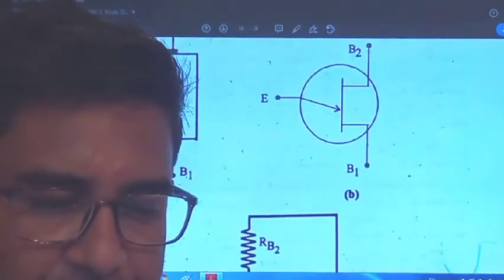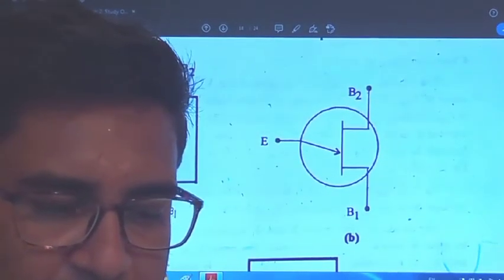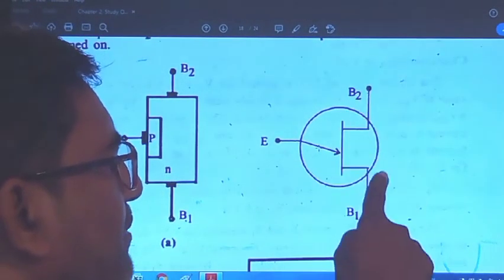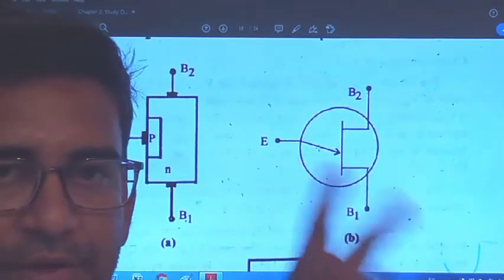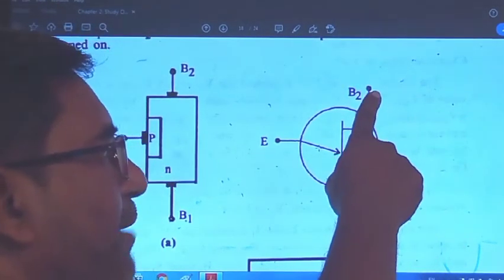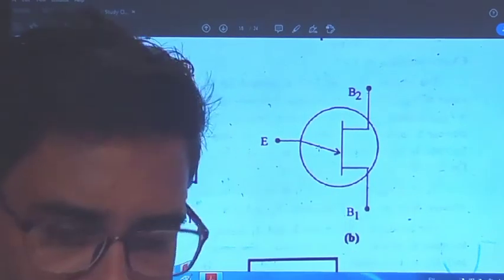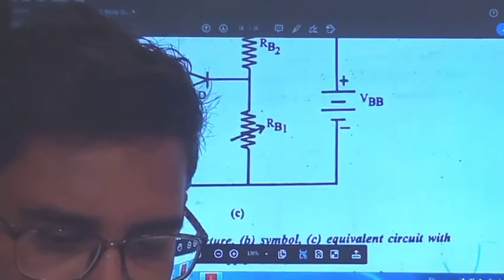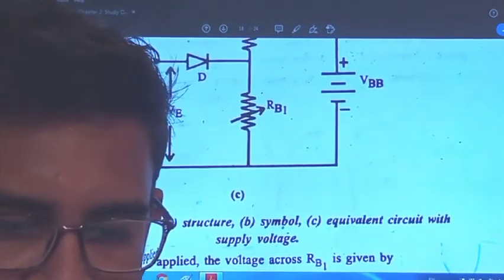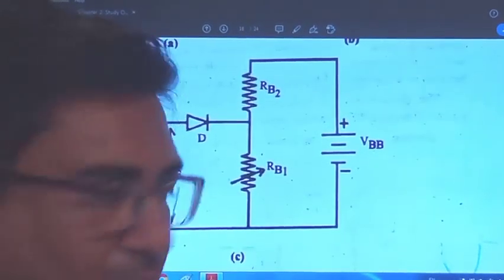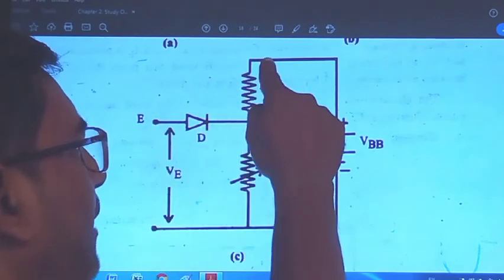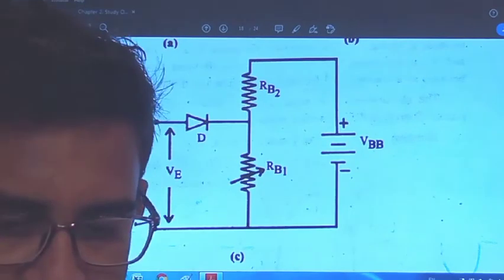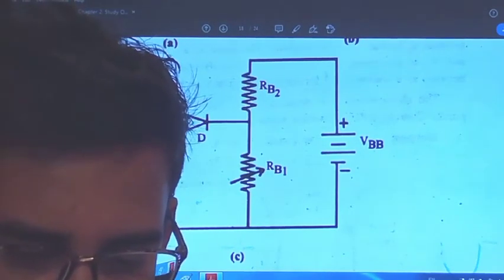The structure of the UJT has only one junction. It has the emitter, base 2, and base 1, B1 and B2. Wherever we connect the resistance, it is RB2 and RB1. The next diagram shown here is the equivalent circuit with a supply voltage. Across the emitter, RB2 and RB1, we give the voltage VBB. It gives you the equivalent of the UJT.